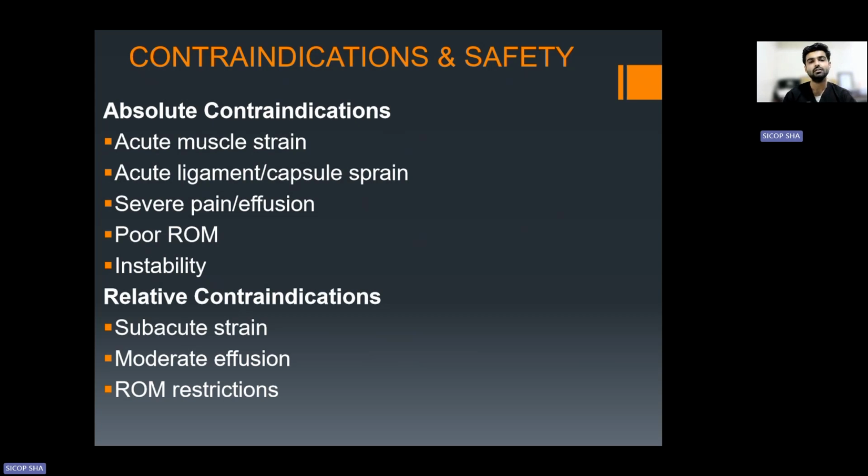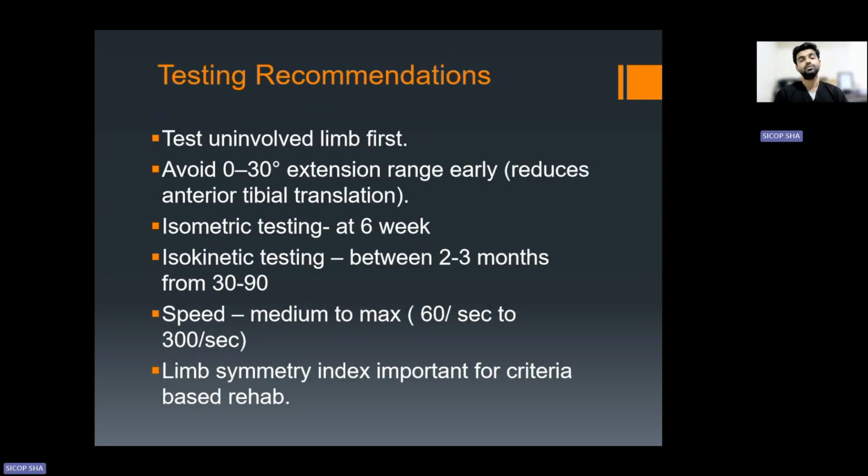Now there are relative contraindications which we should take into consideration. Subacute strain, if any muscle is having a subacute strain, or there is a moderate effusion around the joint, we can see swelling and effusion, and if the range of motion is restricted. Now moving onwards, we will see what the testing recommendations are for isokinetic testing.